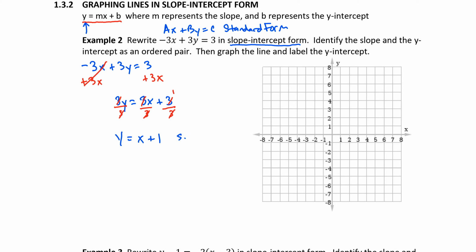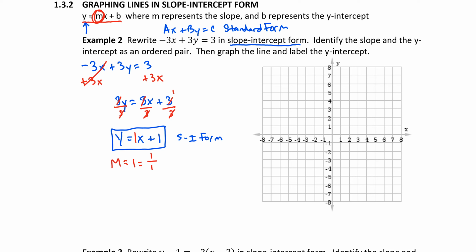This is our slope-intercept form. Y equals mx plus b. So we want to recognize the slope. Remember, the slope is the coefficient of x. In this case, there's no coefficient, so we understand that to be 1. Often it's convenient to think of your slope as a fraction because it is the ratio of rise over run. So I'm going to think of this as rise 1, run 1.